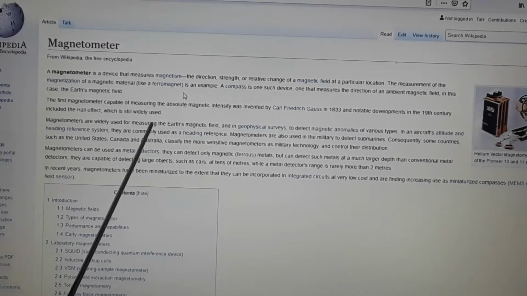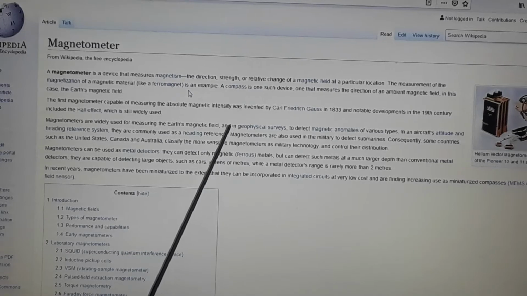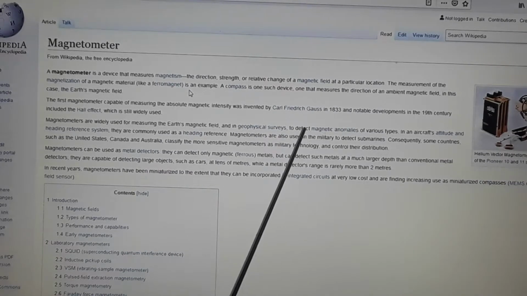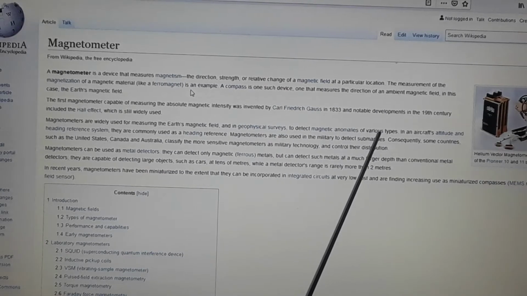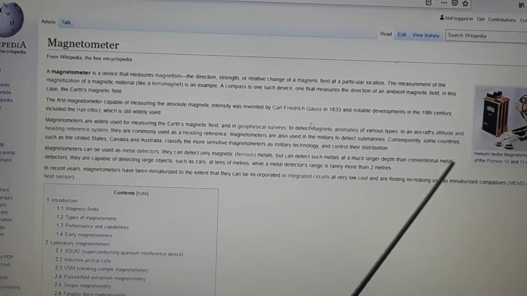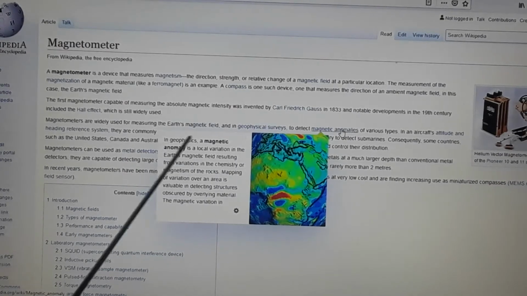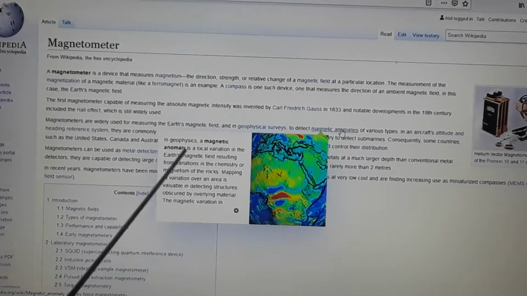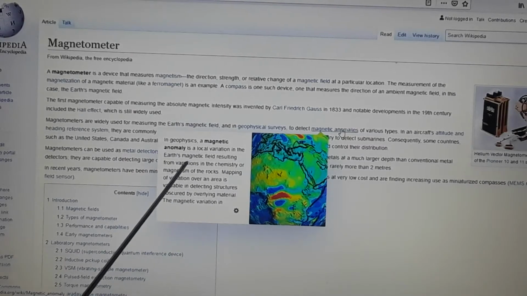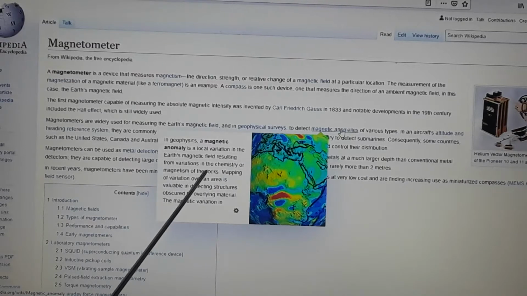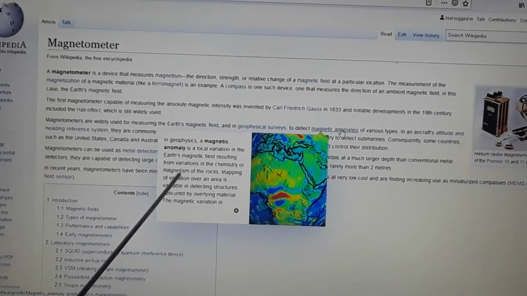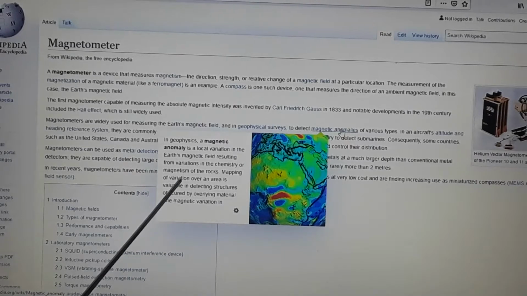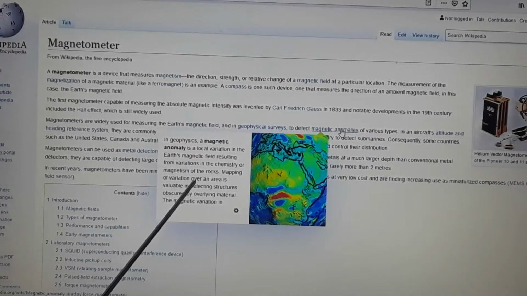Magnetometers are widely used for measuring the Earth's magnetic field and in geophysical surveys to detect magnetic anomalies of various types. What does it say, magnetic anomaly? A magnetic anomaly is a local variation in the Earth's magnetic field resulting from variations in the chemistry or magnetism of the rocks. Mapping of variation over an area is valuable in detecting structures obscured by overlying material.